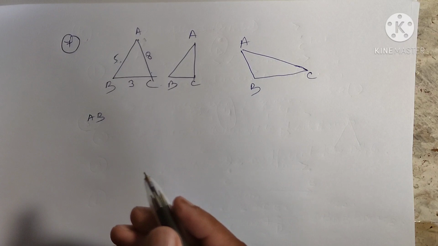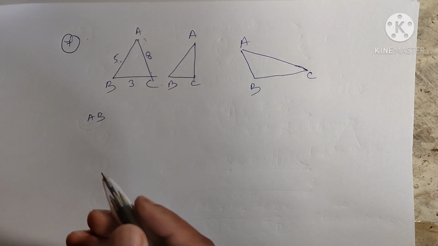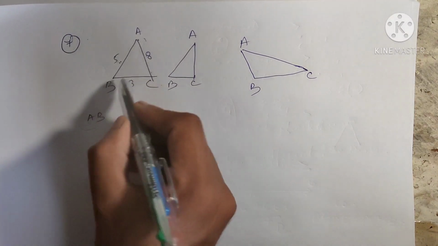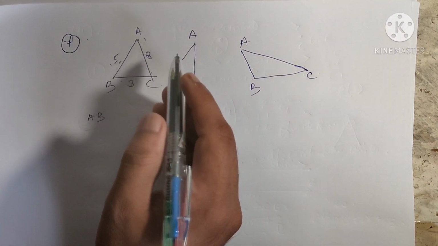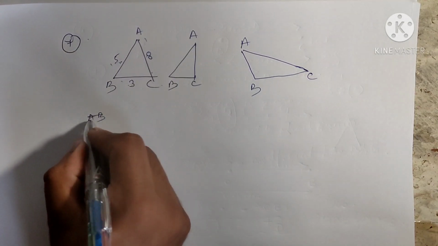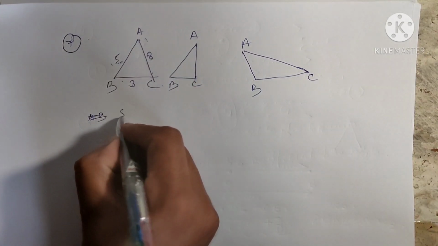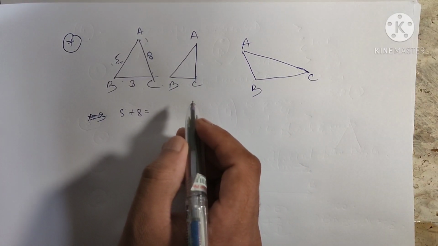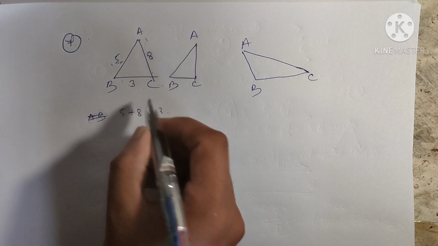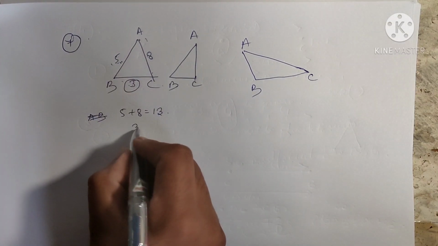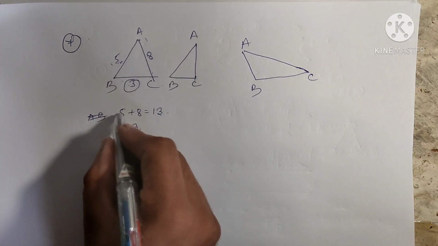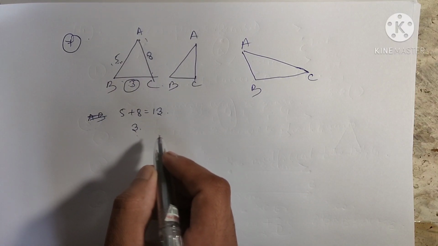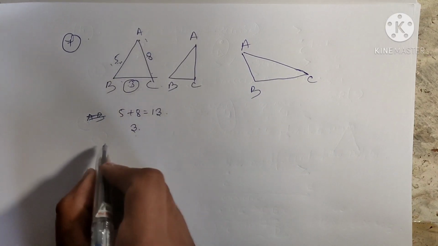Now the question is saying check in each case if the sum of the length of any two sides is always less than the third side. You have to sum any two sides, and you have to see whether it is equal or not. Suppose we take these two, let's sum them up. 5 plus 8, how much you get? 13. So 13 we are getting, and the third side is 3. So we can see that the sum of any two sides is always greater than, not less than as the question is saying, but we are finding that it is always greater than.